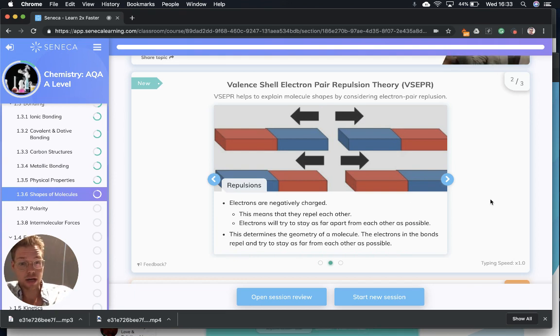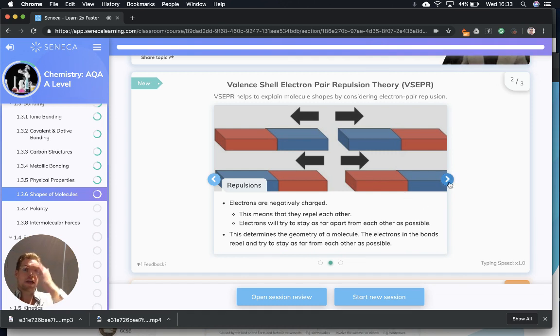Now, electrons are negatively charged. This means they will repel each other. Electrons will try and stay as far away from each other as possible. This repulsion is what determines the geometry of a molecule. The electrons in the bonds repel and try to stay as far away from each other as possible.